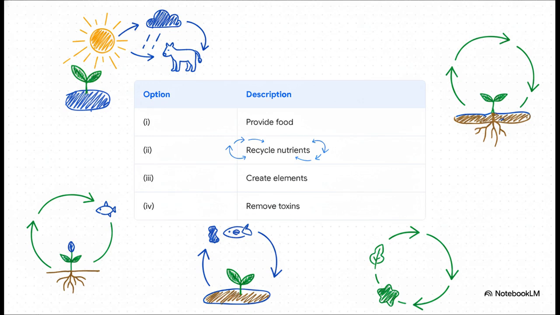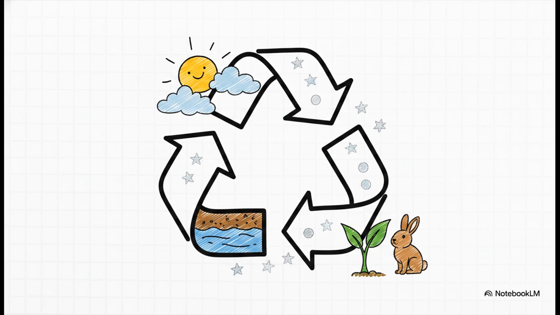Is it 2, to recycle essential nutrients between biotic and abiotic components? Is it 3, to create new elements for use by living things? Or is it 4, to remove pollutants and toxins? Take a moment and lock in your answer. And the correct answer is option 2.